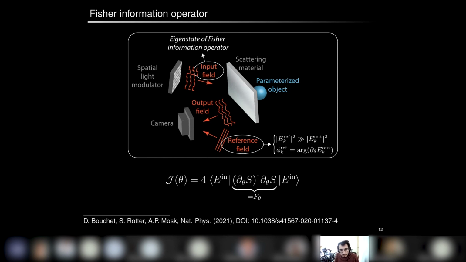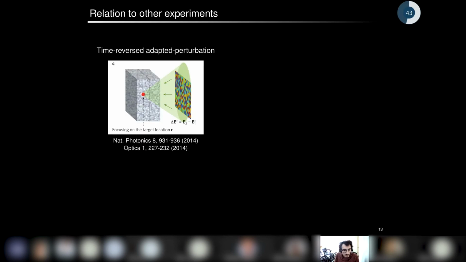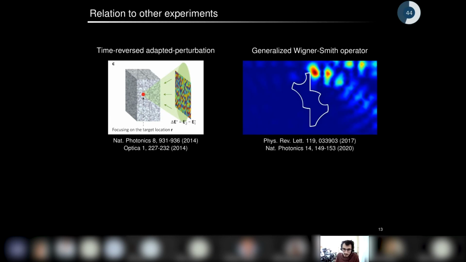Okay, so for now, a last detail is that this formalism is actually connected to different experiments that have already been done. They were already identifying light states that maximize the Fisher information, but without actually knowing it. For instance, if you do time reversal of a perturbation, then you converge towards this optimal state.